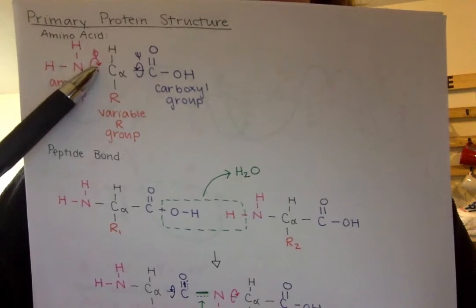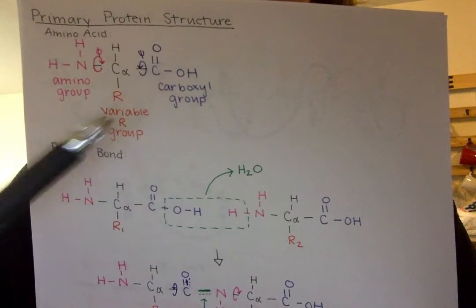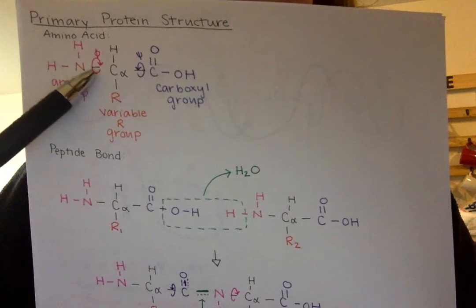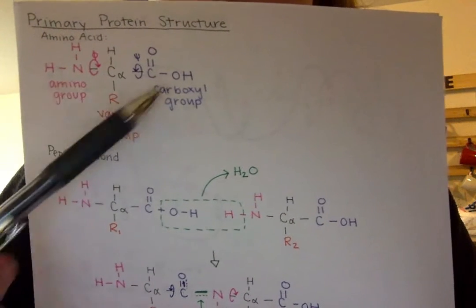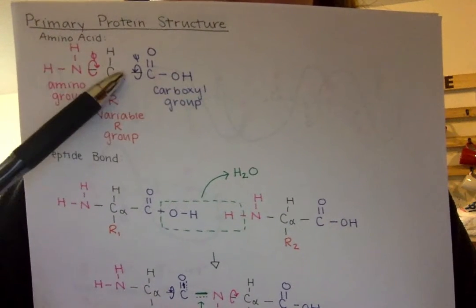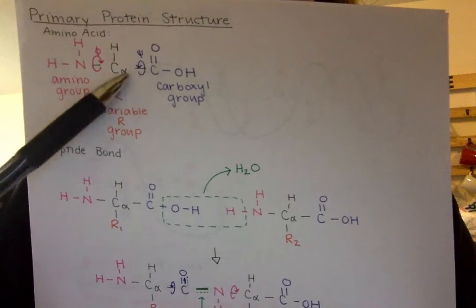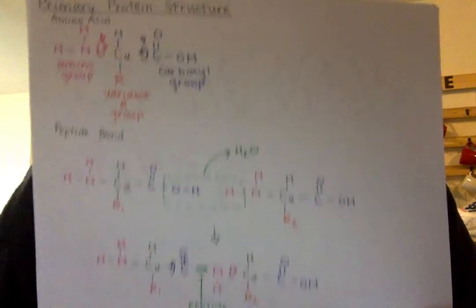I've also drawn in the phi and psi angles that are between the amino and carboxyl groups with the alpha carbon. And that'll become important when we look at peptide bonds.